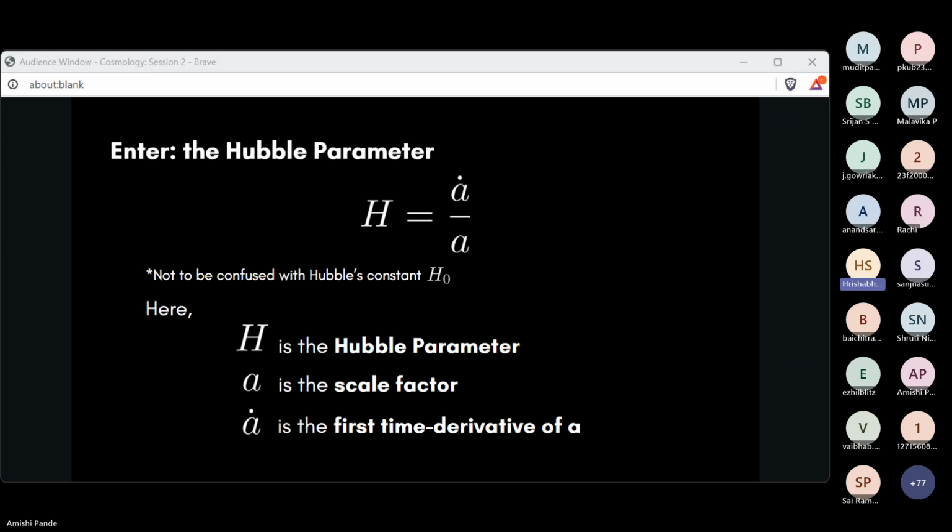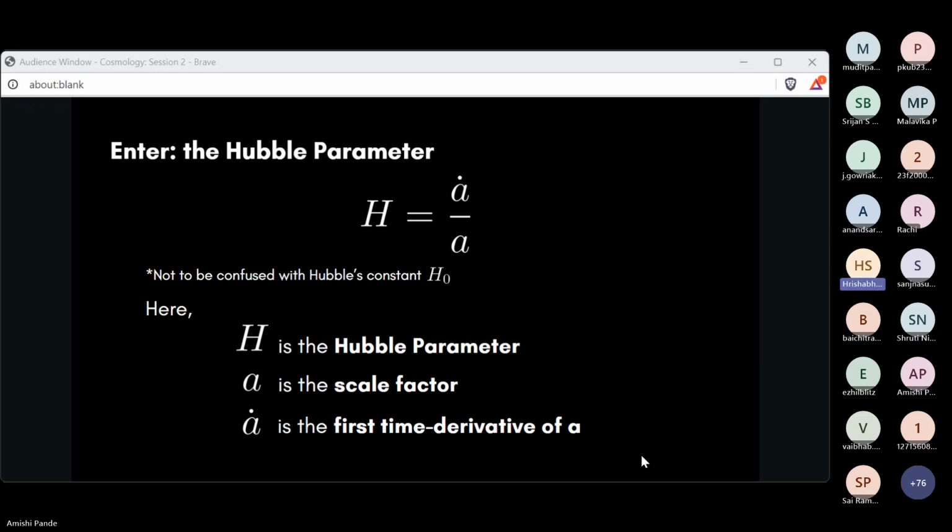Do you remember we saw A and A naught, I think in the previous slide only, and here we are seeing H and H naught. Do you remember how A and A naught are related? When I told you about A and A naught, I told you that in cosmology, wherever we use the term naught, we use it to describe the value of that particular quantity at present time.